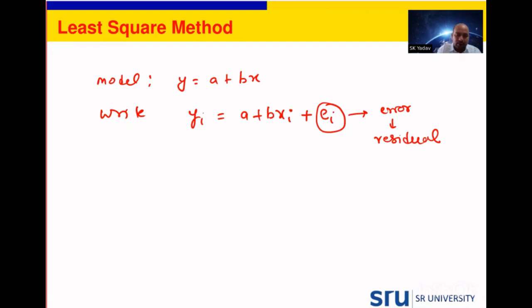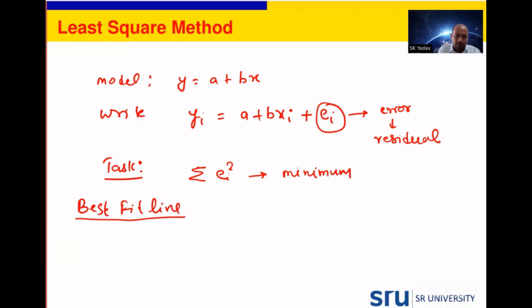What is our task? Our task is to minimize the square of the residual. The ei square needs to be minimum, and for minimizing this, we use the method of least squares. So we are finding the best fit line.